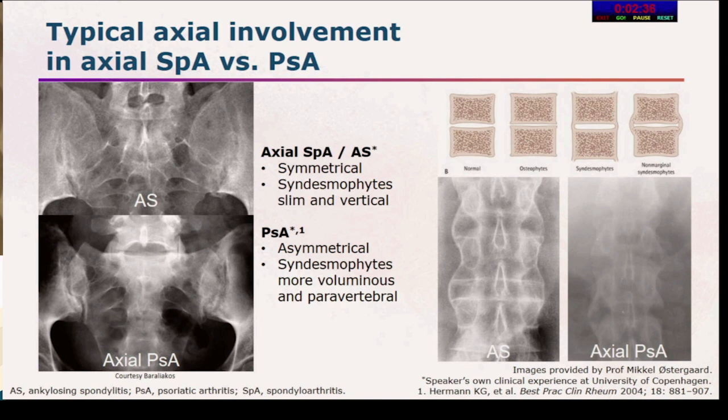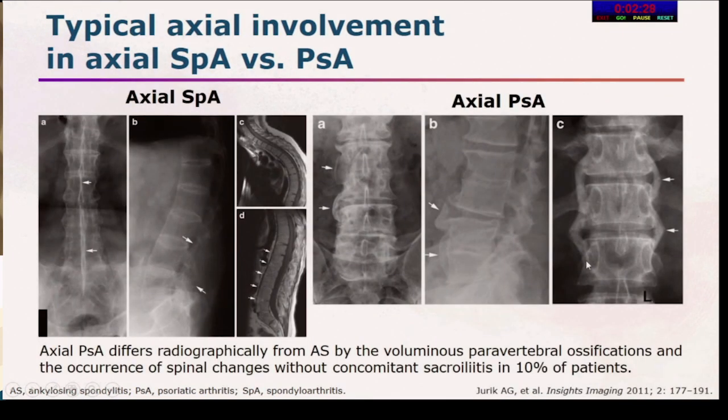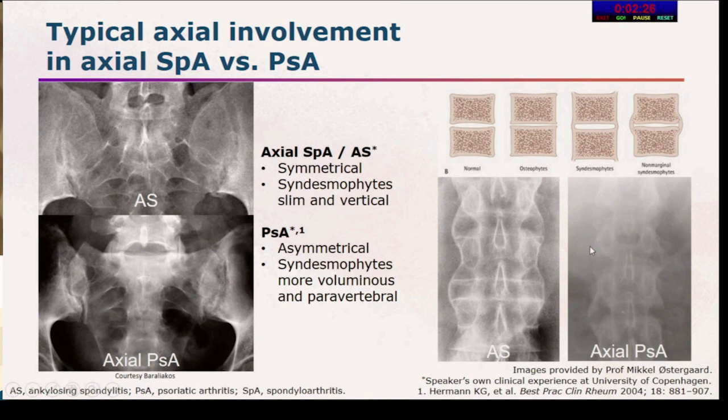Oops, where is the arrow? There it is here. That's a typical bamboo spine appearance, while in psoriatic arthritis there are often skip lesions. You have some on one side and then there's ankylosis on another side. So it looks a little bit more asymmetrical, and the syndesmophytes also take up more volume in general than what you see in actual spondyloarthritis.